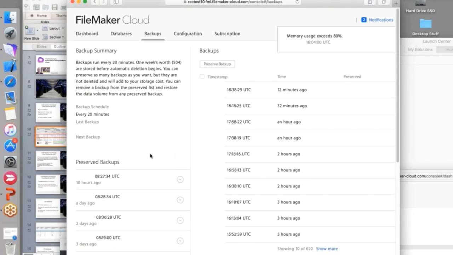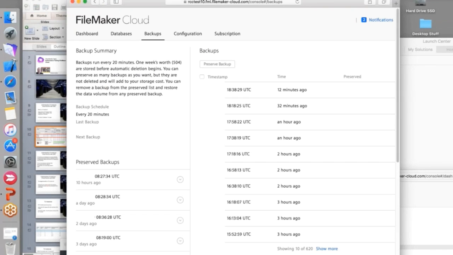And then these are the backups that run at night. We talked about between midnight and 3 in the morning. These are the preserved ones. These will never go away. They kind of pile up. These right here are the ones that are run every 20 minutes, and then after a week they're erased, or they're overwritten, shall we say.